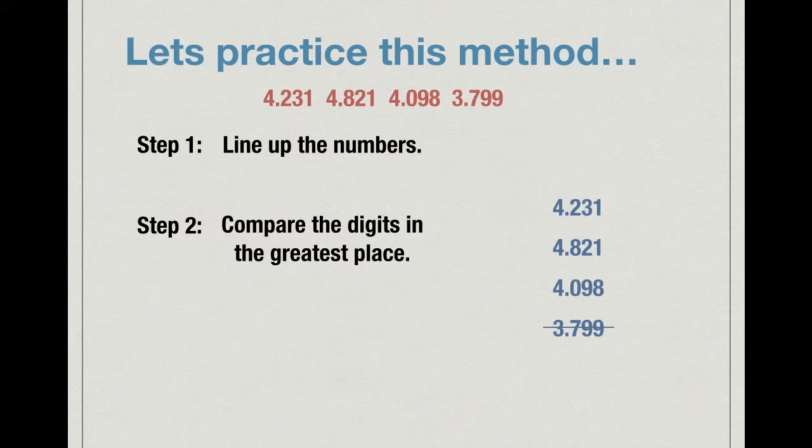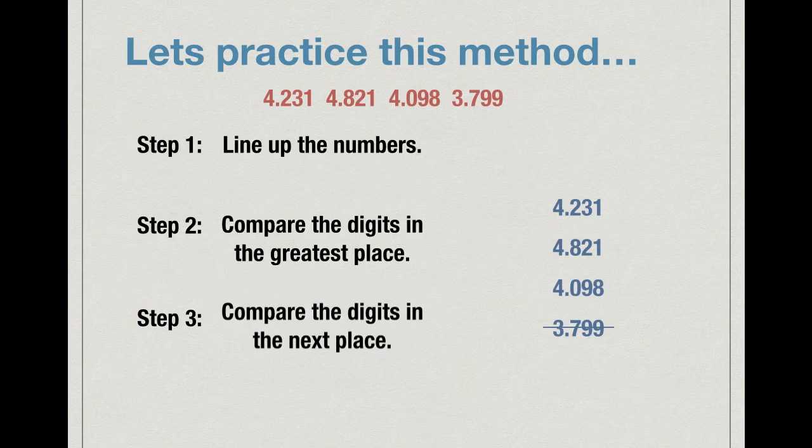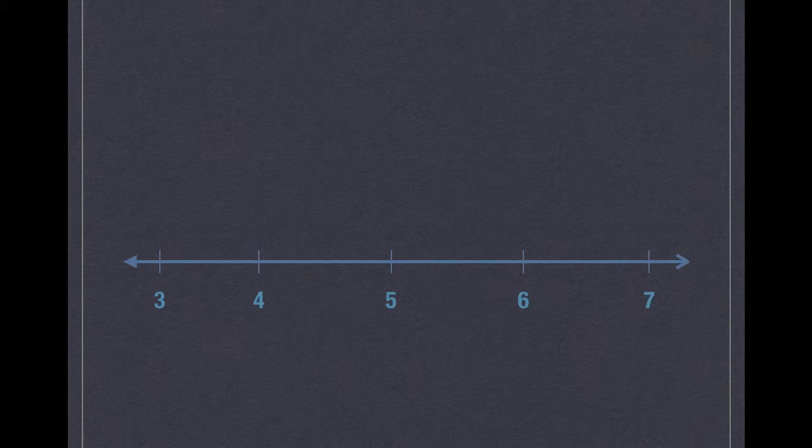Now, if we're looking at the digits in the greatest place, we need to go on to step 3 and compare the digits in the next place. By doing this, we move on to the tenths place. In the tenths place, we have a 2, an 8, and a 0. The number that is the largest in the tenths place is the 8. So 4 and 821 thousandths is the greatest number.